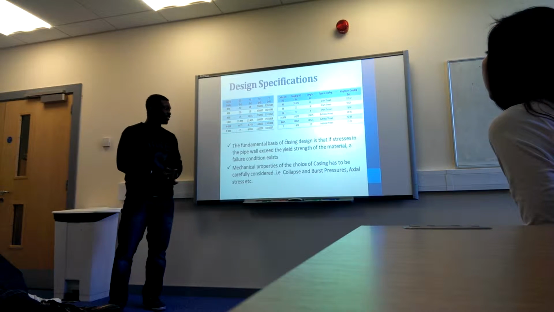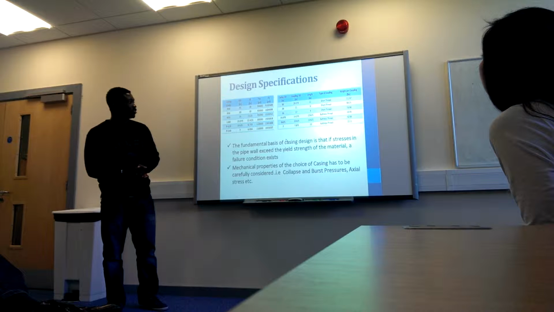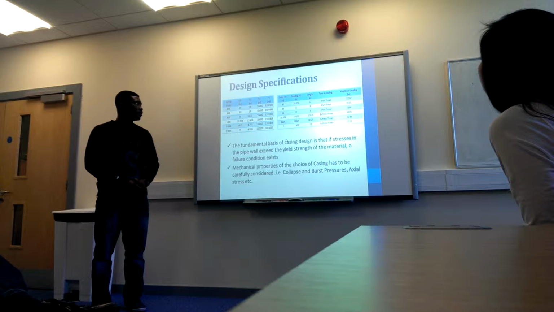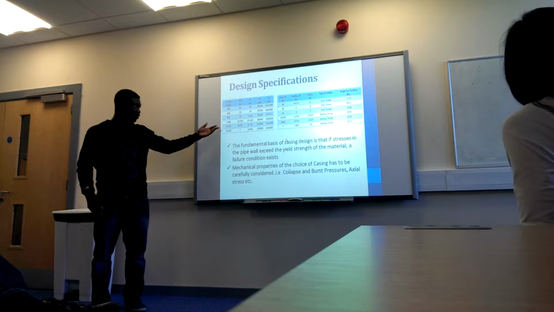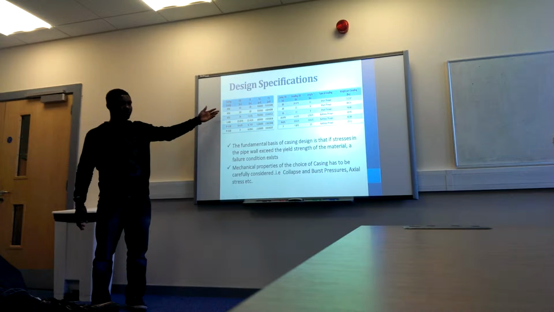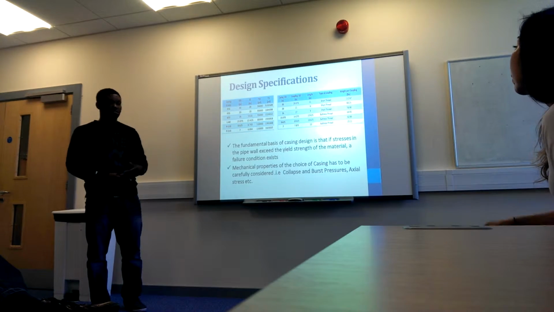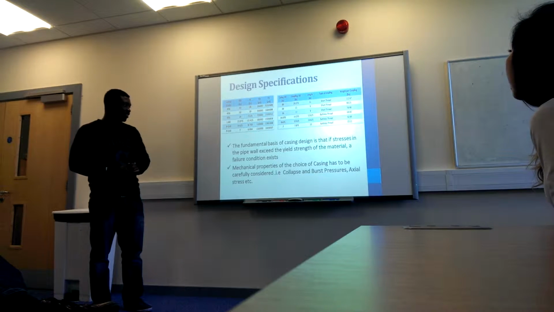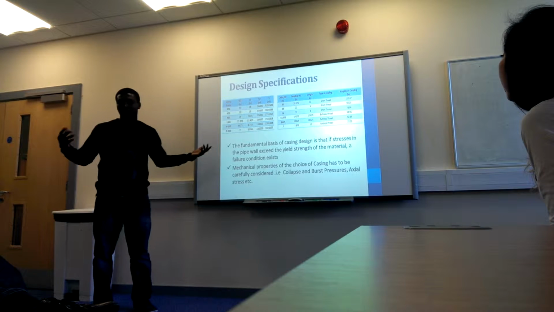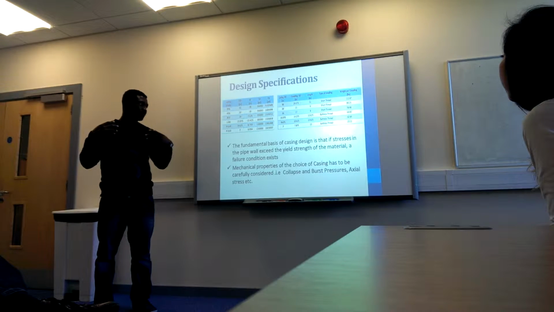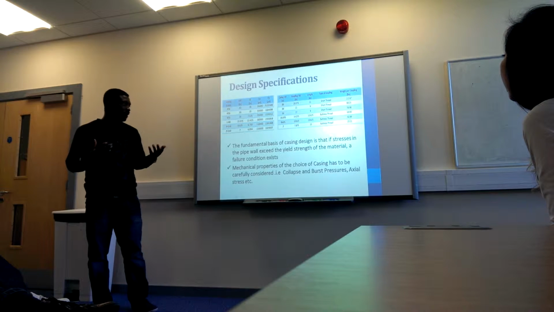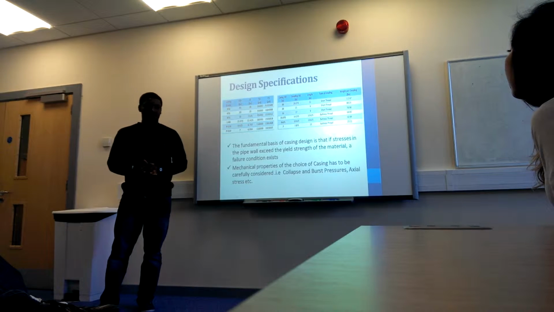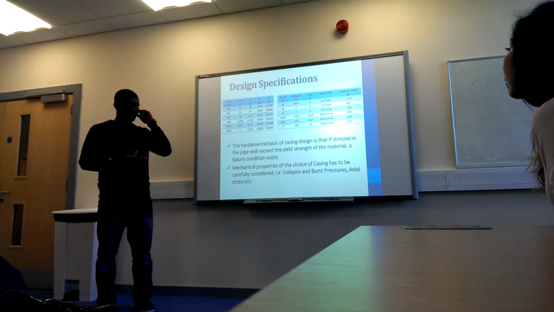And then on this other table you can see my design specifications of the kind of casing we've used to drill each of the depths, and you can see they've got different tensile strengths, which would also cope with the formation pressure as we go down the formation. And here also you can see that the fundamental basis of casing design is that if stresses in the pipe wall exceed the yield strength of the material, a failure condition exists, and that's the basis of this whole design.